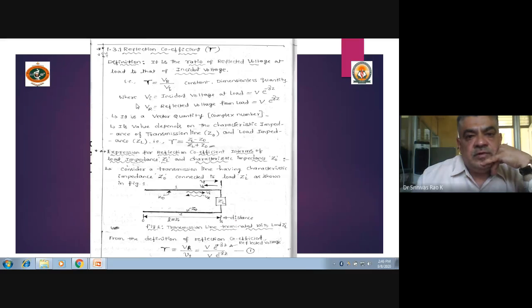The definition is: if the transmission line is not matched, some amount of energy or wave voltage will be reflected back to the source. So what is that amount of reflection which I am getting? That is what is called the reflection coefficient. It is the ratio of the reflected voltage at the load to that of the incident voltage. Please understand, this is very important terminology. Eventually you have to write this in terms of the formula and the definition.